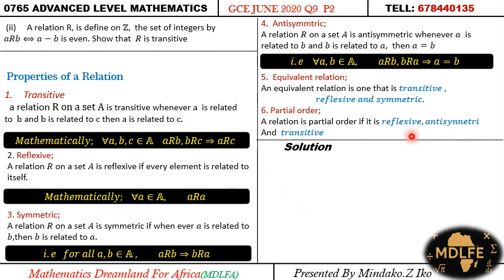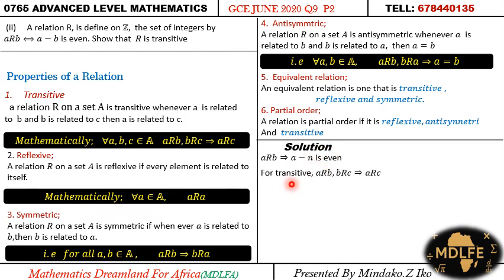So let's read the question again. A relation R is defined on Z, the set of integers, by a is related to b implies a minus b is even. Show that R is transitive. So a related to b implies a minus b is even. This point is very important. "Is even" is already the interpretation of the equation. What does that simply mean?